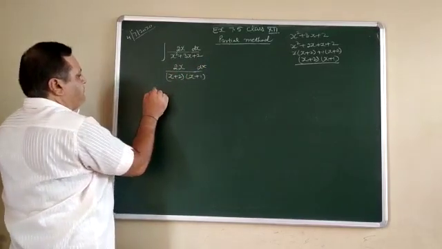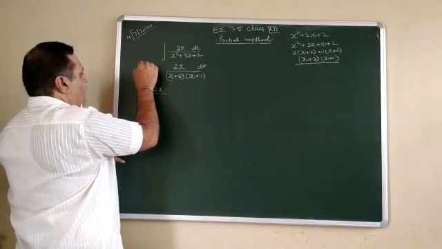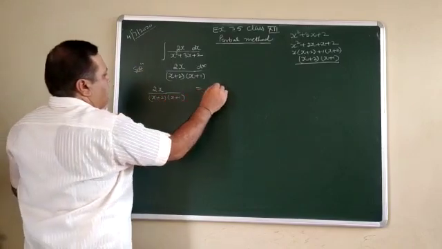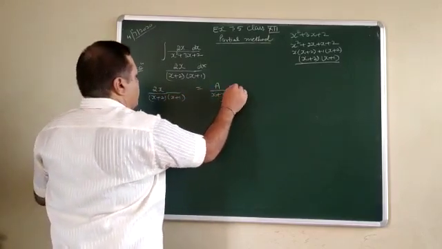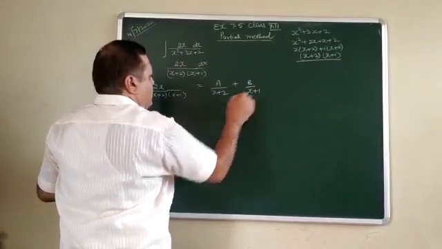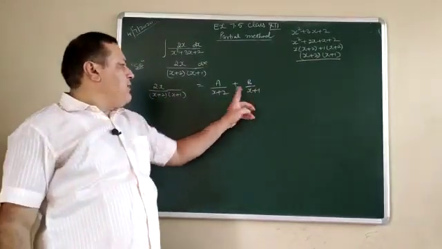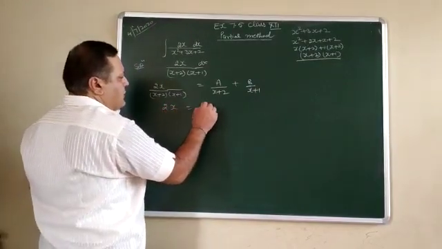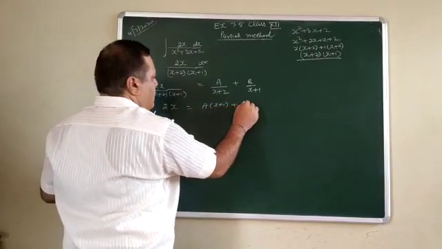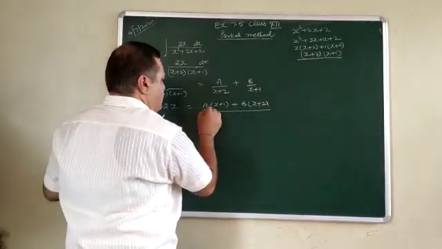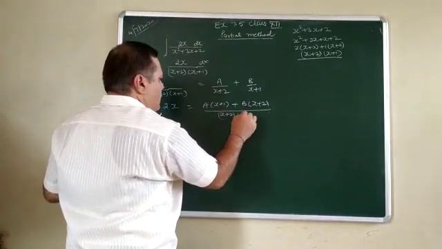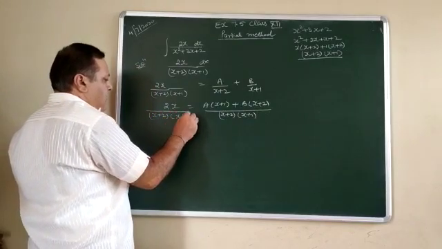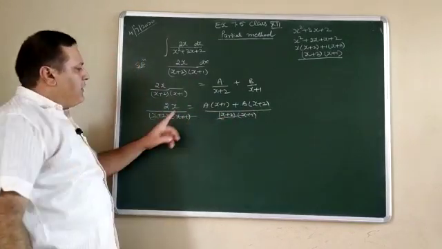Now 2x upon (x plus 2)(x plus 1) is equal to a upon x plus 2 plus b upon x plus 1. See, both are linear functions. So here we are discussing linear functions. So take the LCM. 2x is equal to a into x plus 1 plus b into x plus 2, upon (x plus 2) into (x plus 1). Now after taking the LCM, we calculate the values of a and b.